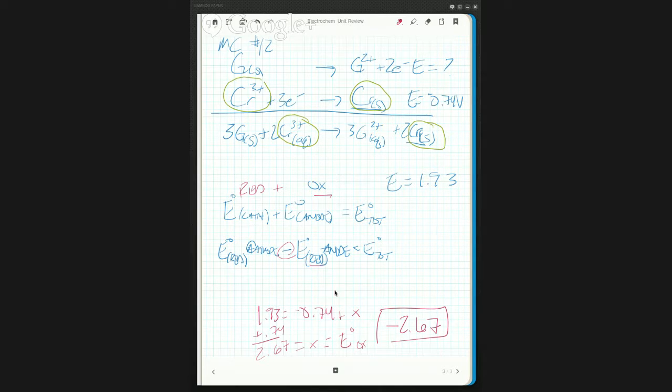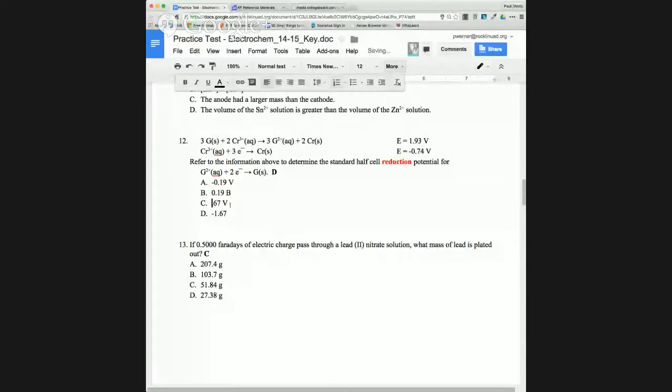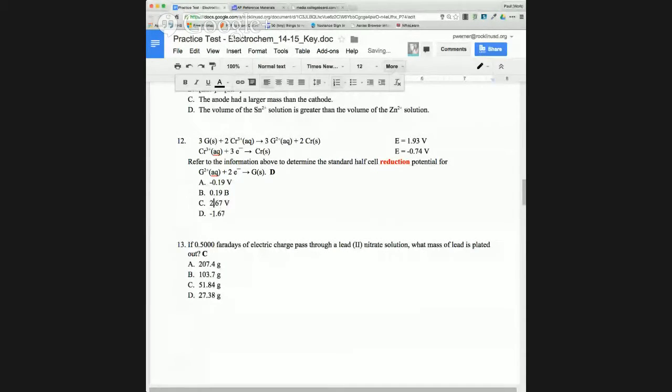Sorry about that. This number, 1.67, where did that come from? So let's go back to this right here. I would say that this should have been one or the other. So that's why it's negative 2.67. Sorry about that, but that's how you solve that one. That would be a good thing to know because there'll probably be something like that on the test.